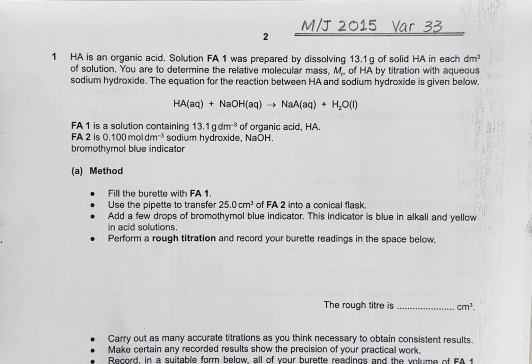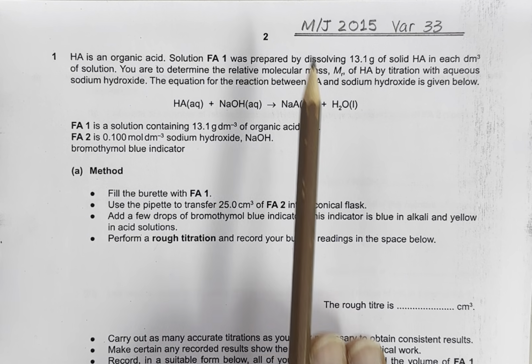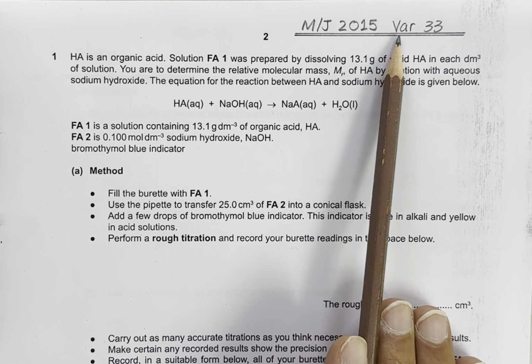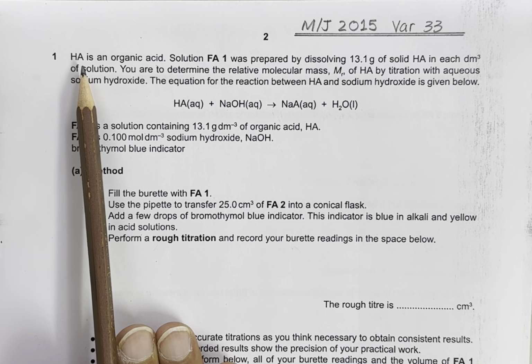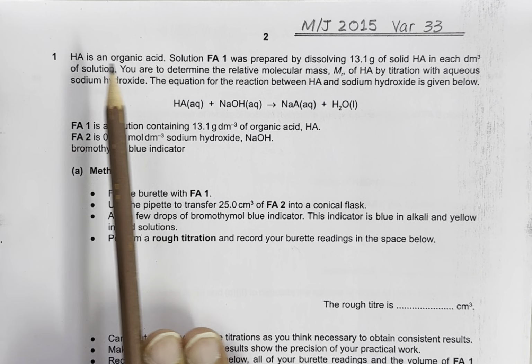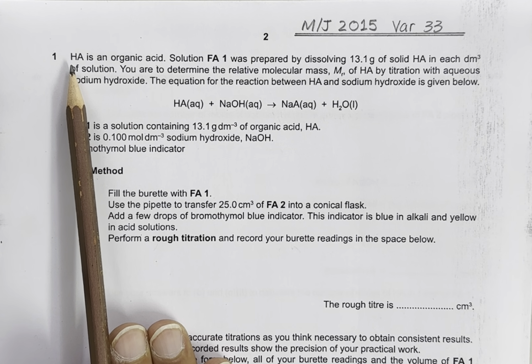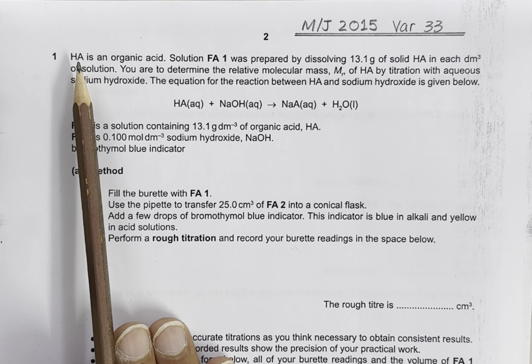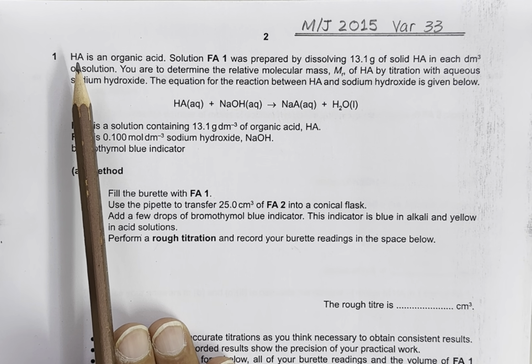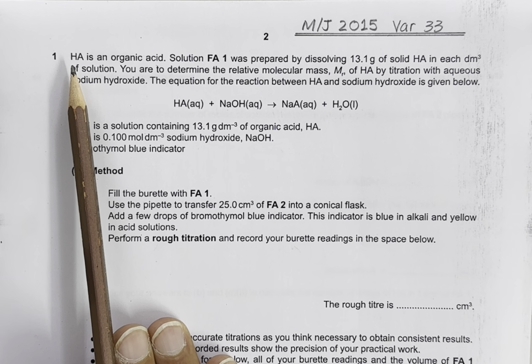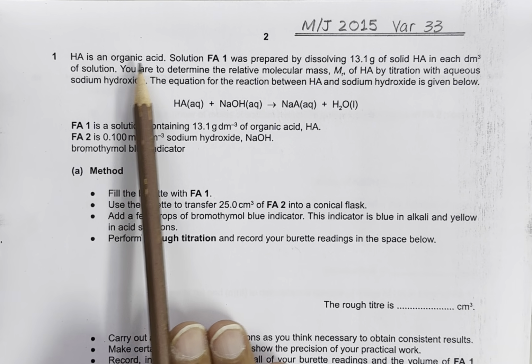Simple acid-base titration from May-June 2015 variant 3.3. In this question, they have said HA is an organic acid. We can understand that any acid has H plus ion, therefore HA means A could be any anion, just like Cl minus, like NO3 minus. So any anion could be represented by A. So HA is a general form of writing any acid. So here they have said HA is an organic acid.